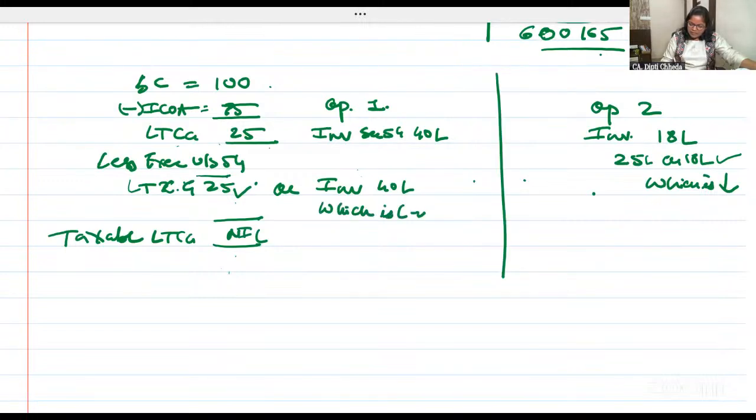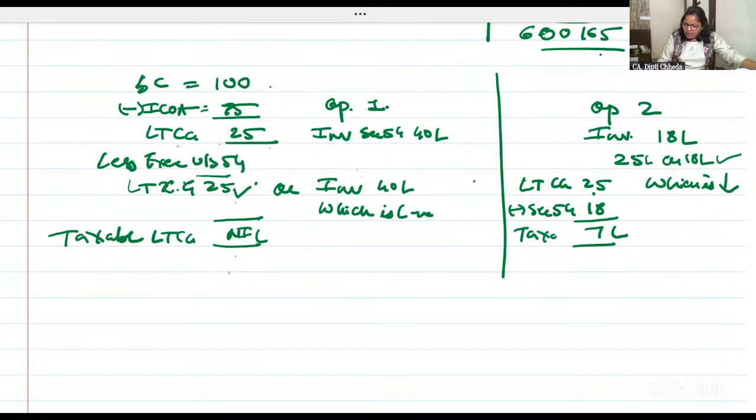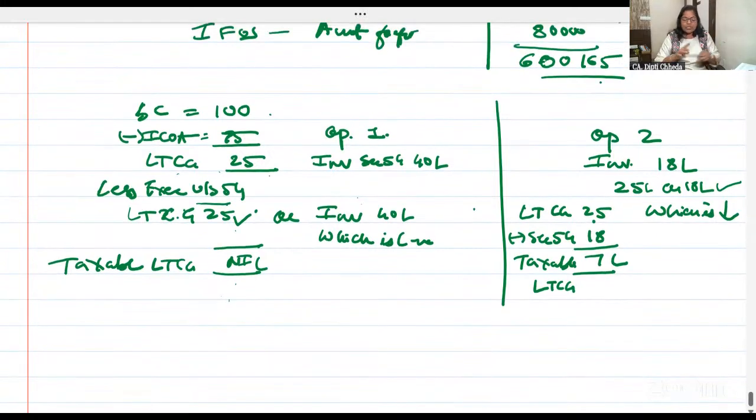Whichever is lower. So now how will I calculate the capital gain? Long-term capital gain is 25. Less section 54, you have put 18 lakhs. 7 lakhs is your taxable long-term capital gain. Are you all with me? Because you just invested 18 lakhs, right? I want you to take down this by writing this example.